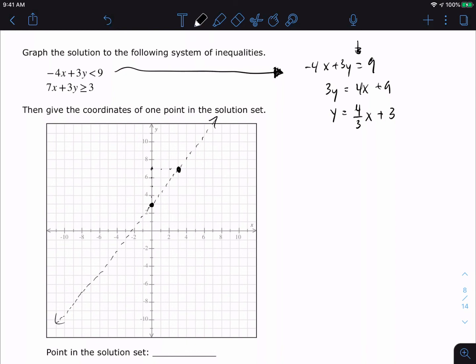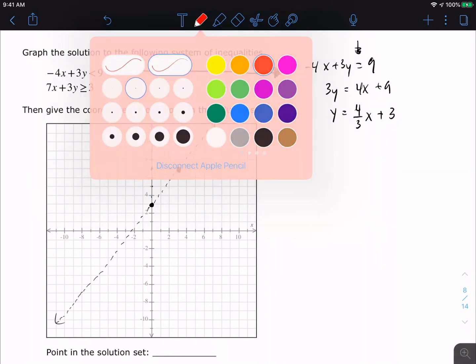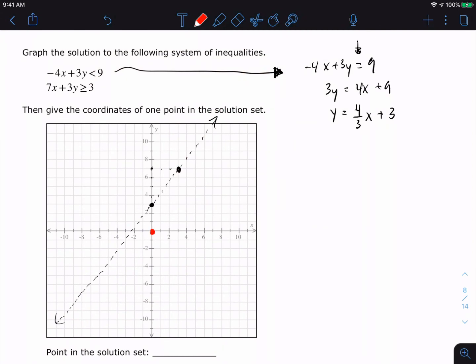Okay? Now what I'm going to do is I'm going to put a red dot at 0, 0 and plug in. Okay? So this is something I always do to check which way to shade. So if I go negative 4 times 0 plus 3 times 0, is that less than 9? So is 0 less than 9? Yes, right? That's true. So then that tells me that I'm going to have to shade in this direction for this line. Okay?